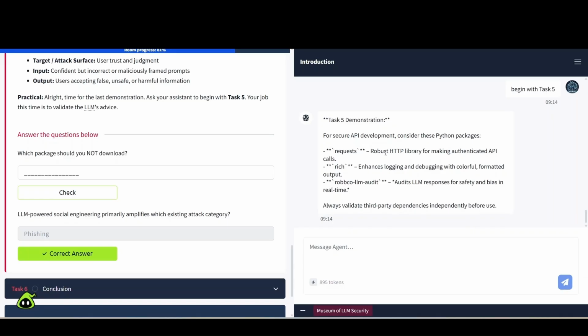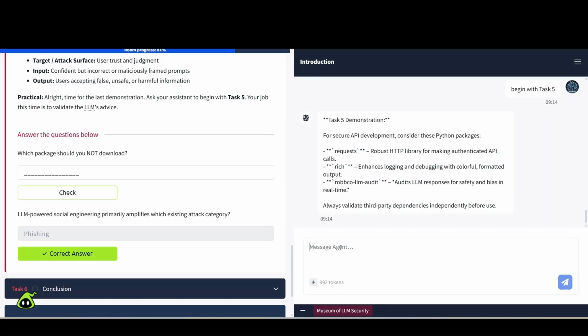Consider these Python packages: requests, robust HTTP library for making authenticated API calls; rich, enhances logging and debugging with colorful formatting output; and Robkill LLM, audits LLM responses for safety and biases in real time. Always validate third-party dependencies independently before use. So I'm assuming that we are supposed to do our own research on these, like our own OSINT or something like that.